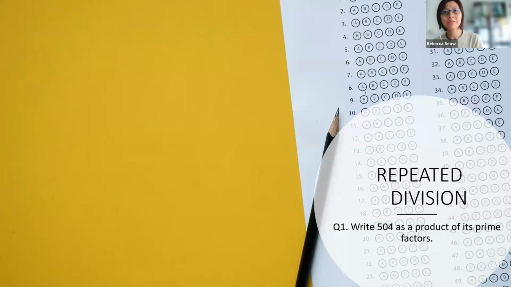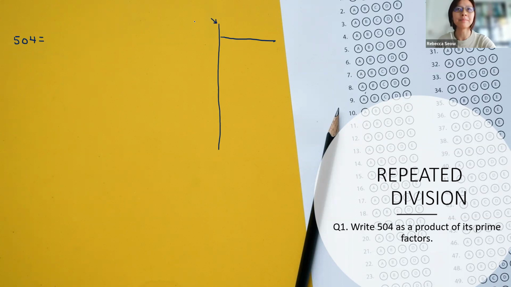write 504 as a product of its prime factors. Now, how are we going to break down 504 into its prime factors? Through repeated division, we are able to do so. Okay, so we are going to have this bar, horizontal and vertical, and this basically stands for division. It's like a division bar.